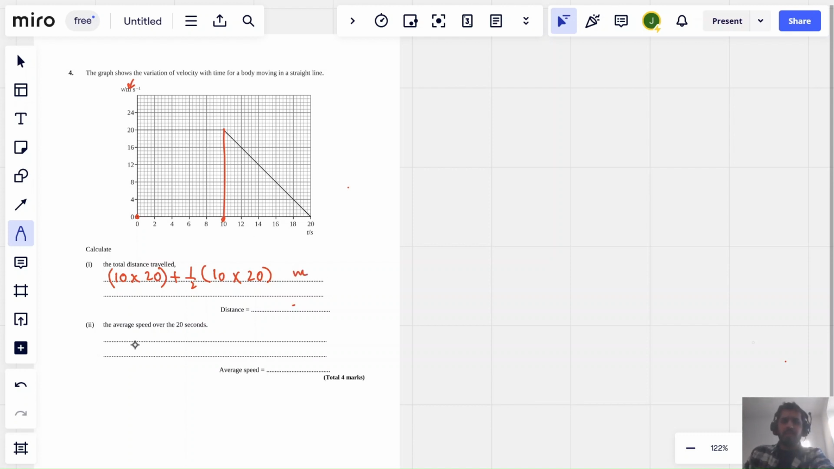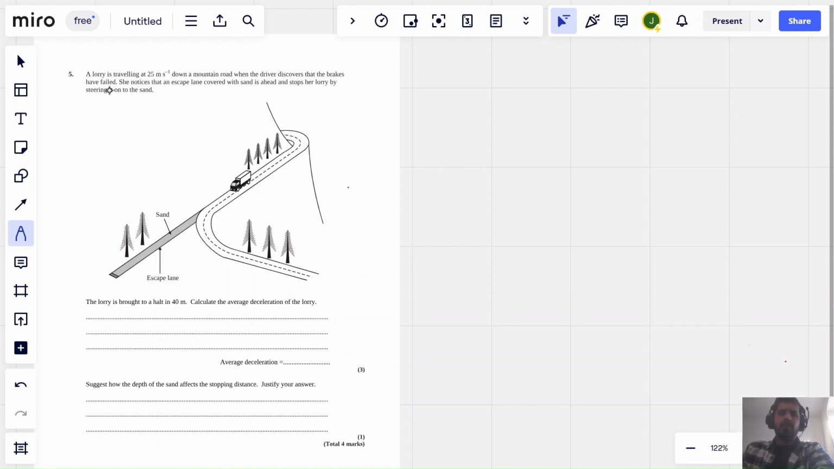The second question is the average speed over 20 seconds. The formula for average speed, V average, is very simple. It's the total distance divided by total time. So if you have solved the first question correctly, you have the total distance. You just divide it by the total time, which is 20 seconds, and this should give you the average speed over the 20 seconds.